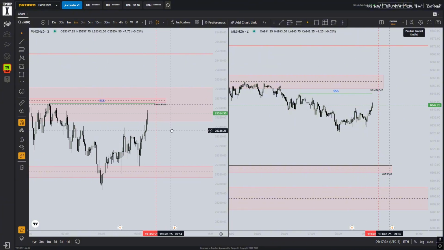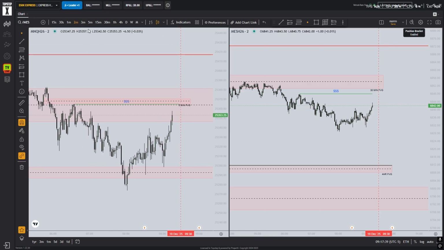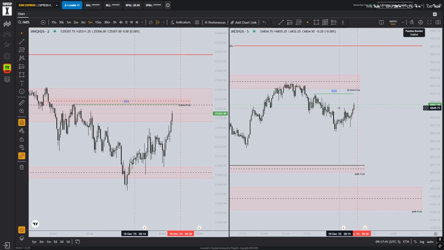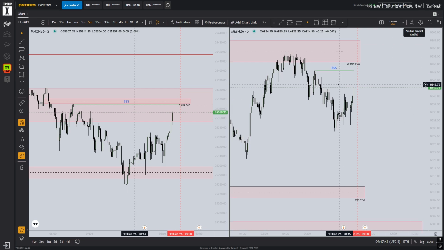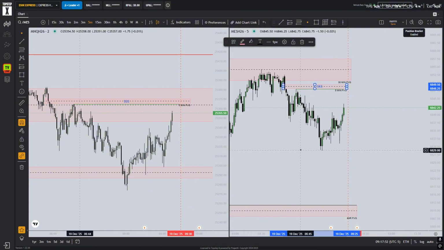I'm in no rush to really take a trade today. There's nothing really going on at the moment. Price action will always tell you whether you can trade or you shouldn't trade. So I just really want to see.